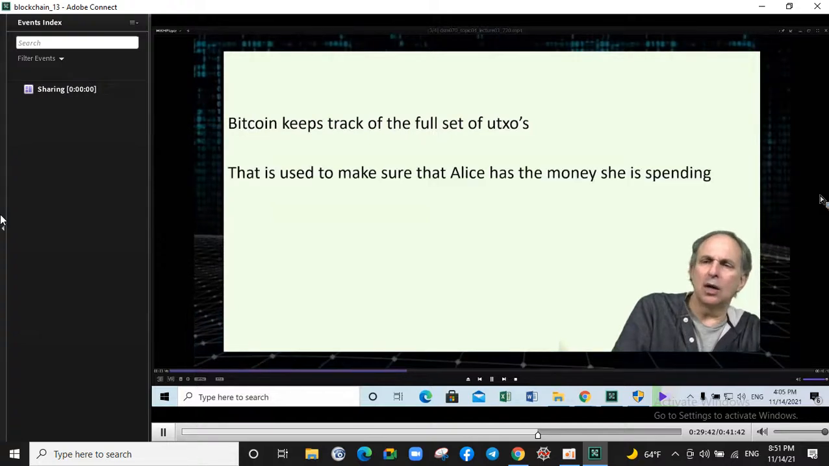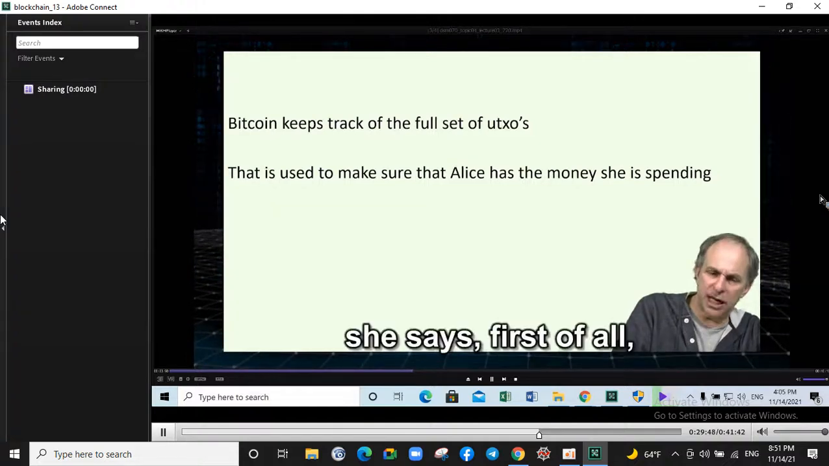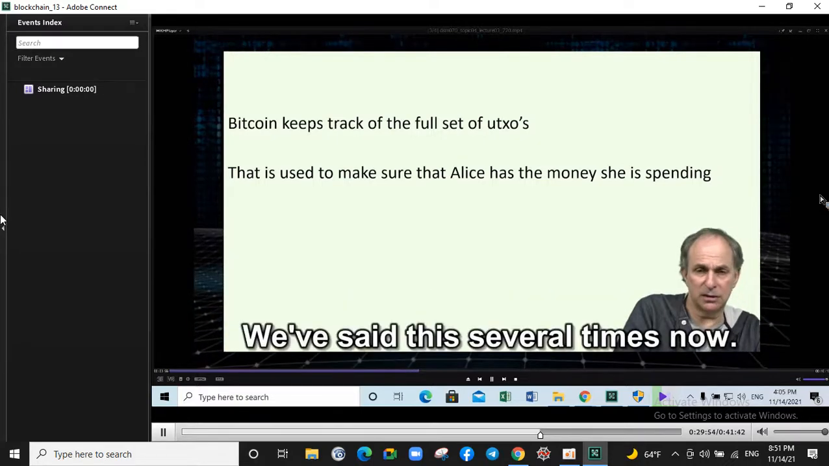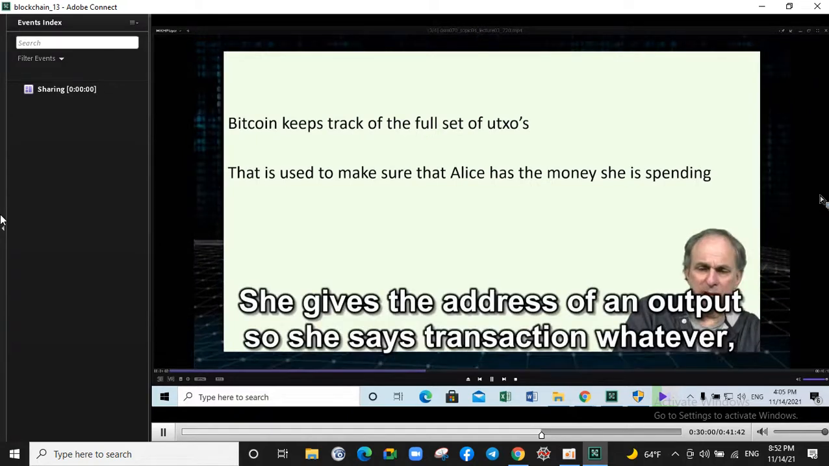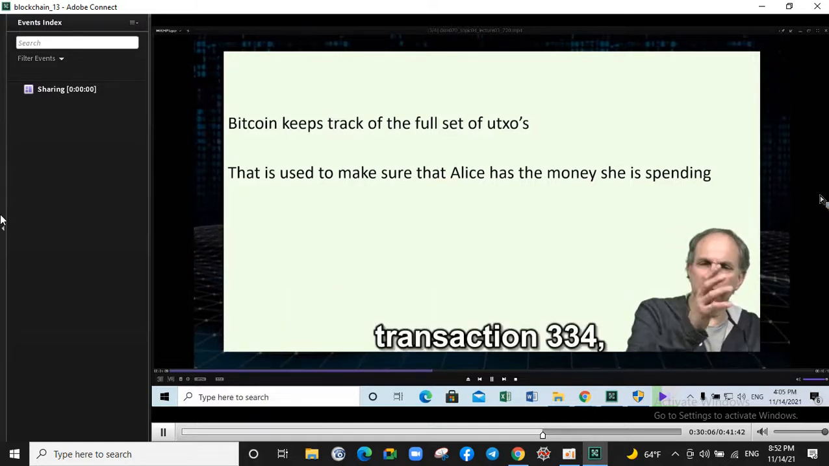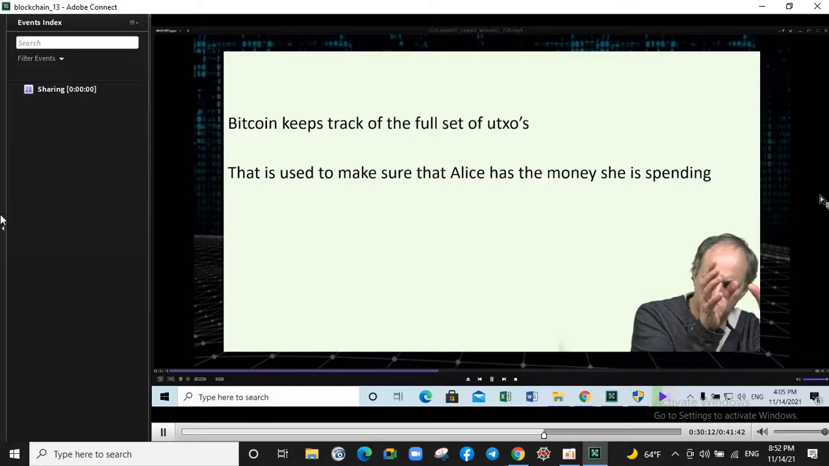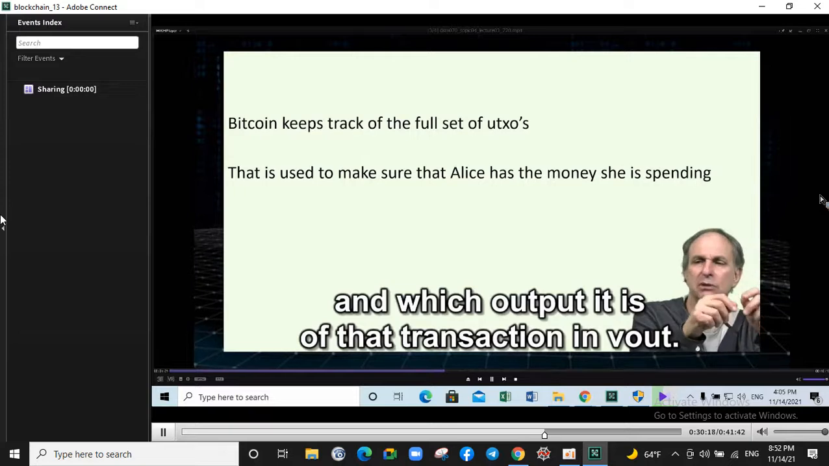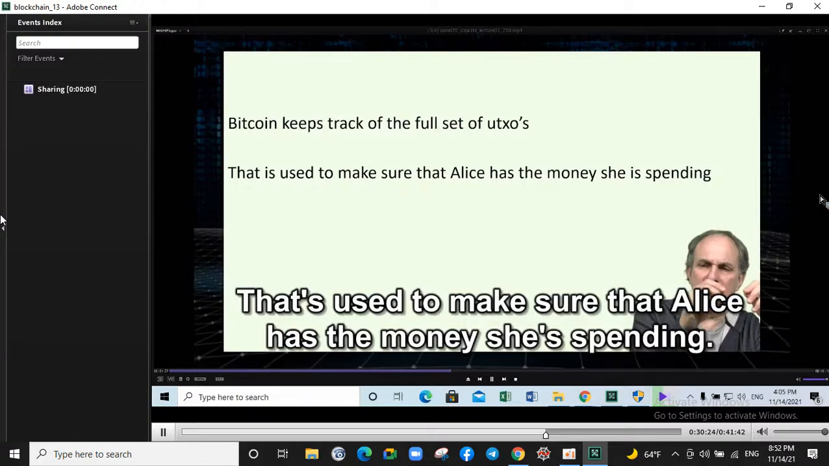So when Alice comes along to spend money, she says, first of all, where she's getting that money from. I've said this several times now. So she gives the address of an output. She says transaction 354, and the second output of that transaction. So it's a pair: the name of a transaction, a TXID, and which output it is of that transaction. That's used to make sure that Alice has the money she's spending.